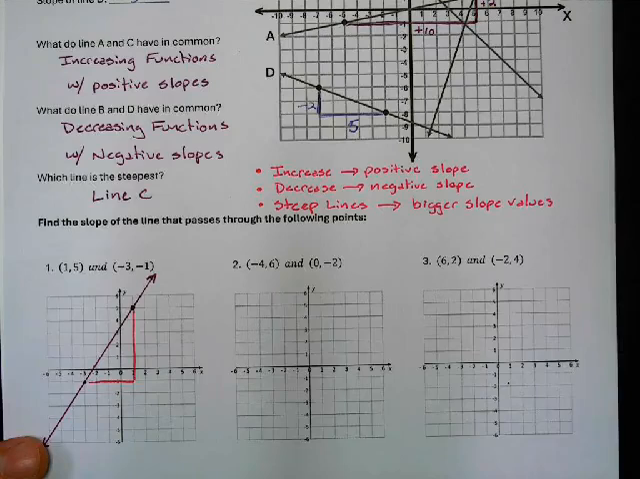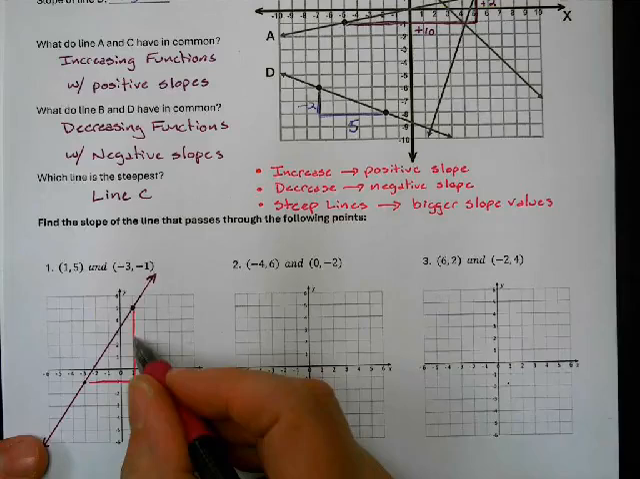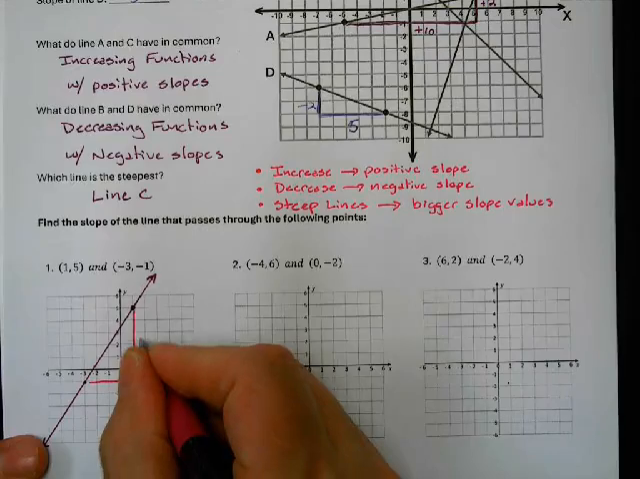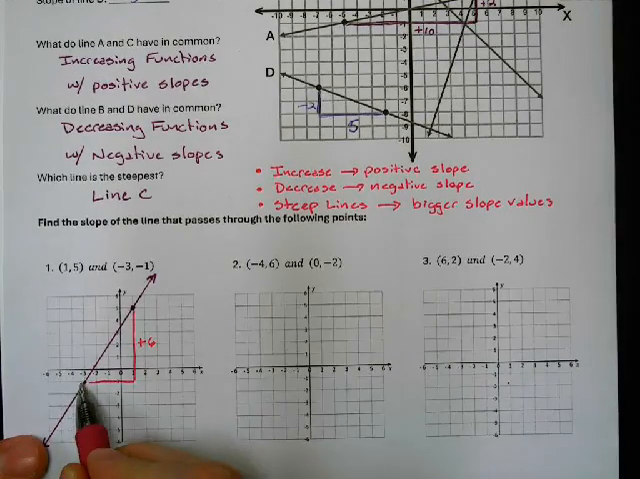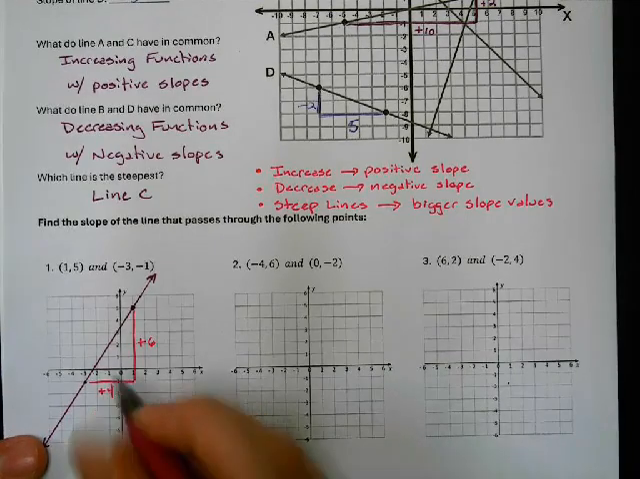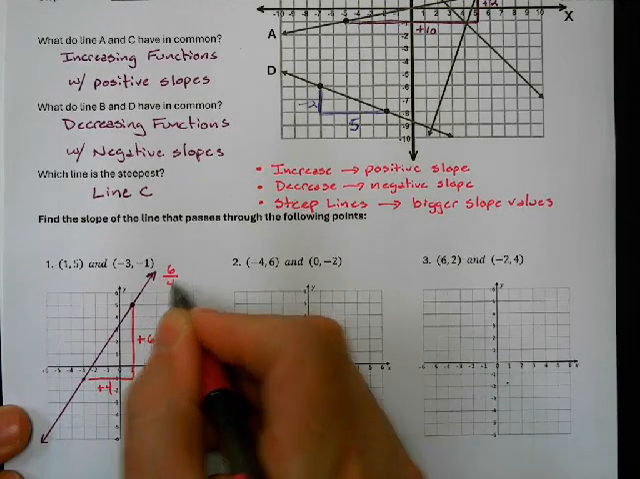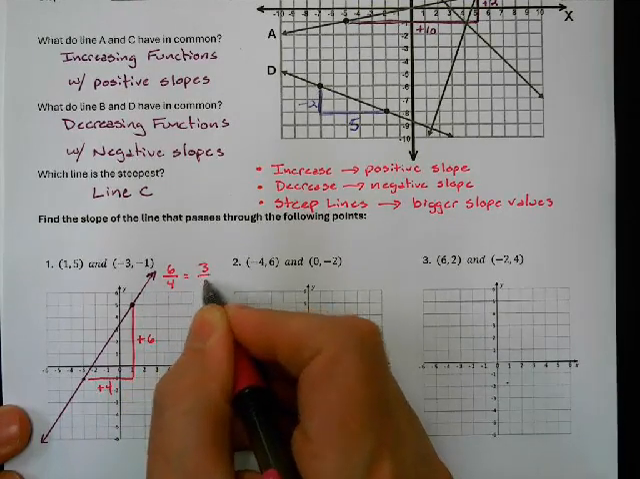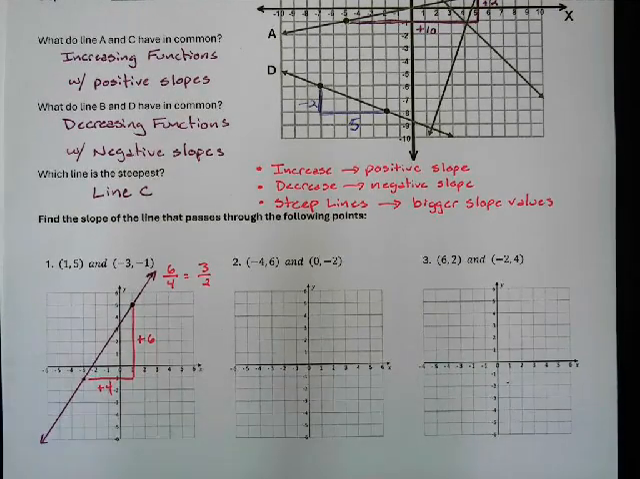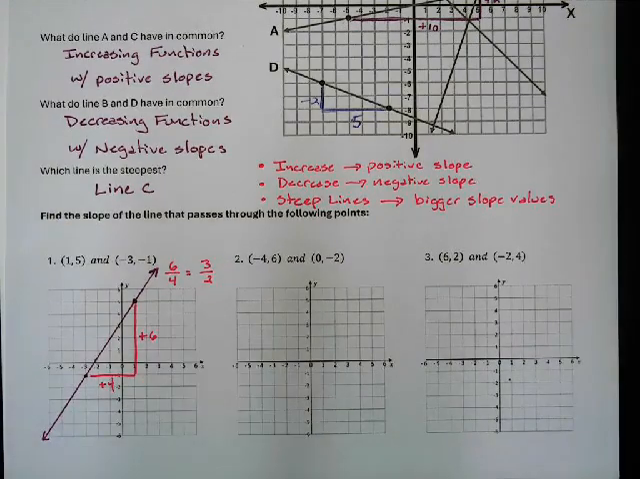So I can see that my y values are increasing by 1, 2, 3, 4, 5, 6. So they are increasing by 6. And my x values are increasing by 1, 2, 3, 4. So my slope for this one would be 6 over 4, which reduces to 3 over 2. That's 1.5. So it's positive, which we predicted, and it's 1.5, which means that it's got some steepness to it.